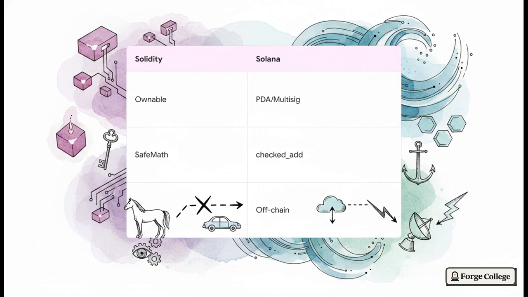Say you're using OpenZeppelin's Ownable in Solidity. Cool, but on Solana, you have to actively make a choice. Are you mapping ownership to a PDA, or are you going to use a multisig via a completely separate program?